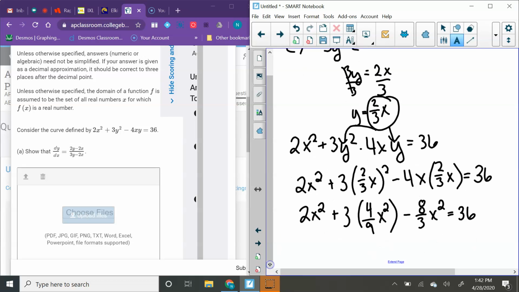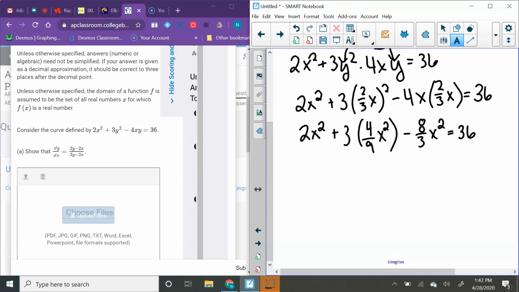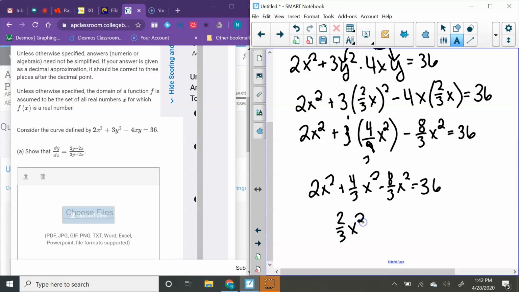And you'll be able to use the calculator, so I would right here. This 3 times 4/9, that 3 and the 9 can reduce, so you got 4/3. So you got to do 2x squared plus 4/3 x squared minus 8/3 x squared equals 36. Again, you could just type it in the calculator or do it by hand, either one. You should get 2/3 x squared when you put all of that stuff together.